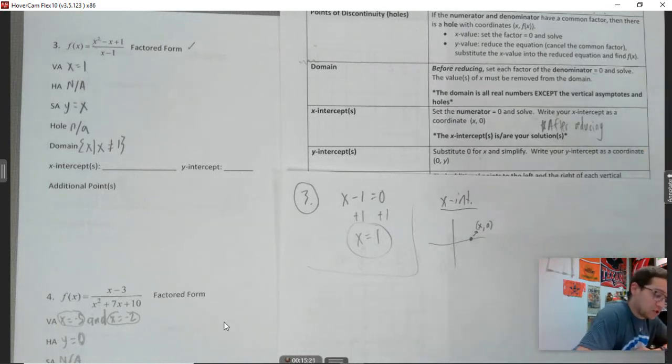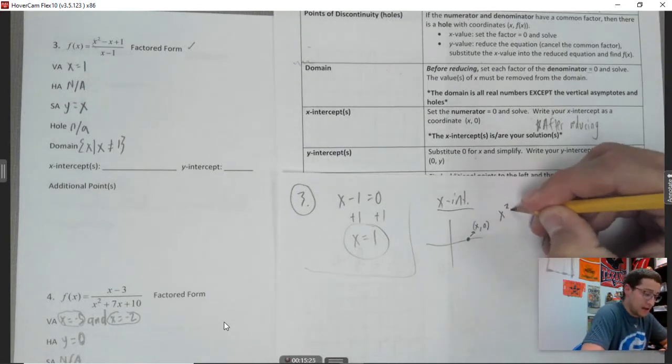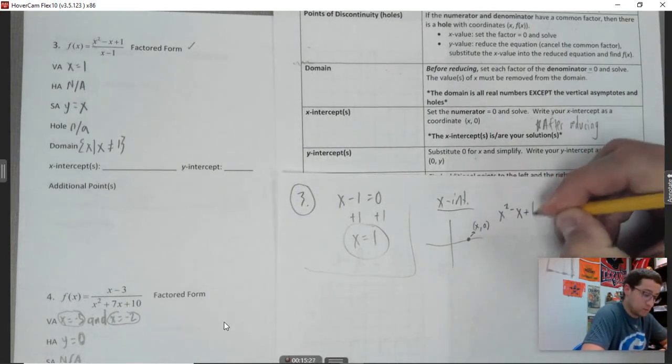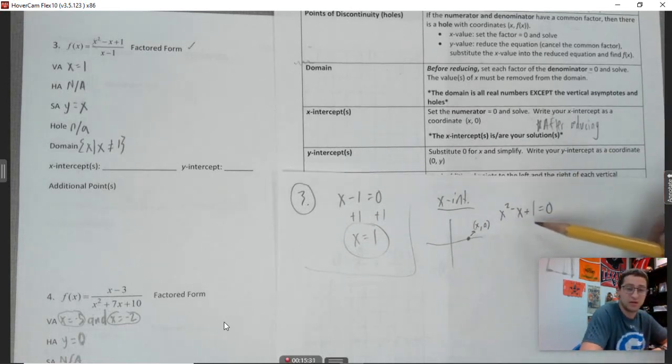Anyways, with the x-intercept, you're going to set that numerator equal to 0. Well, you're actually going to find here that x squared minus x plus 1 equals 0. You're going to get a little bit stuck, right? Because we determined yesterday you actually can't factor this, okay? And even if you put it in the quadratic formula, you're going to get imaginary numbers, because you'd have to take the square root of a negative number.